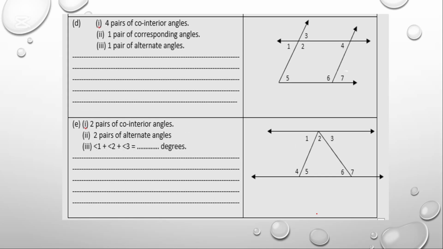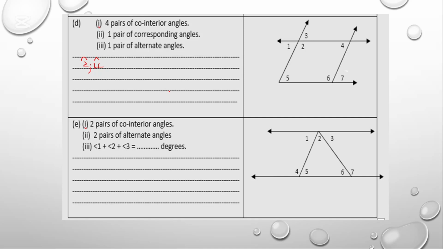Continue. Four pairs of co-interior angles. I will give you only one pair, and you can search for the other three. So I'll give you angle 2 and angle 4. Right? 2 and 4. There are another three pairs there. Write them down. You can compare your answers later to the last slide.